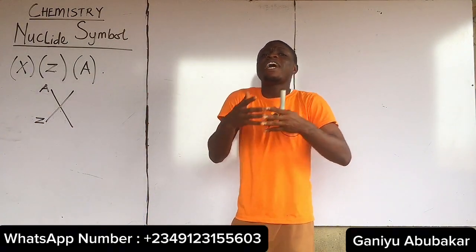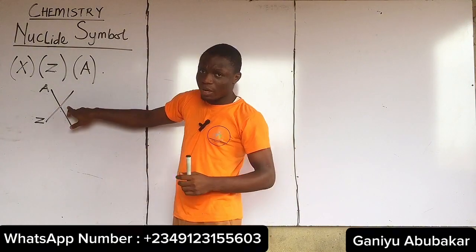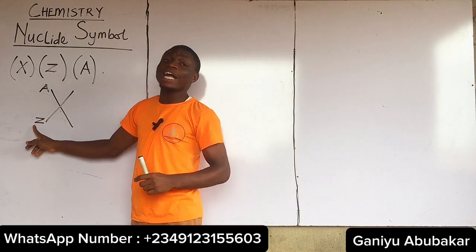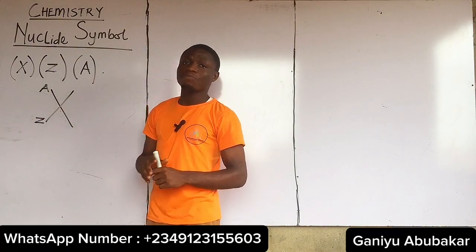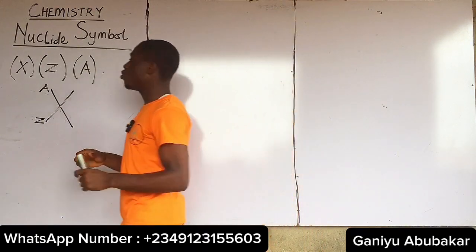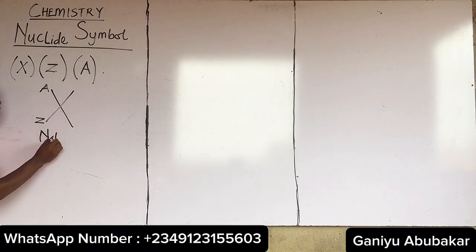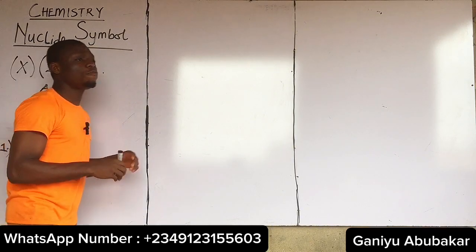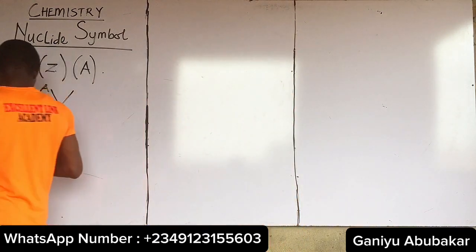So if I give an element, let's say calcium, any number I'm seeing here is simply the atomic number, and the other number is the mass number. Before we dive into complex problems, let's record the following, please. Number one, note the following.